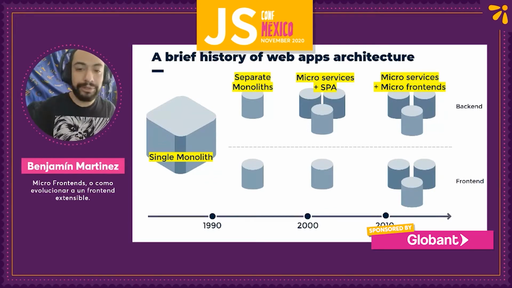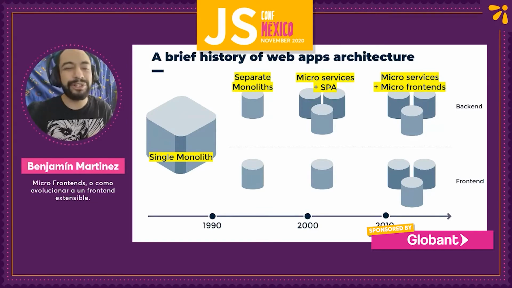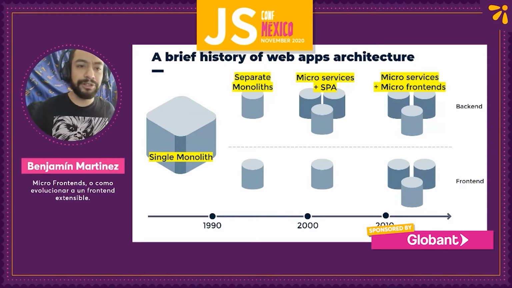Then years went by, and somebody said, why don't we separate these monoliths? The back end will work on one side and the front end on the other side, separately. And it was a surprise. It was a great advance. It was very easy to maintain the front end on one side and the back end on the other.